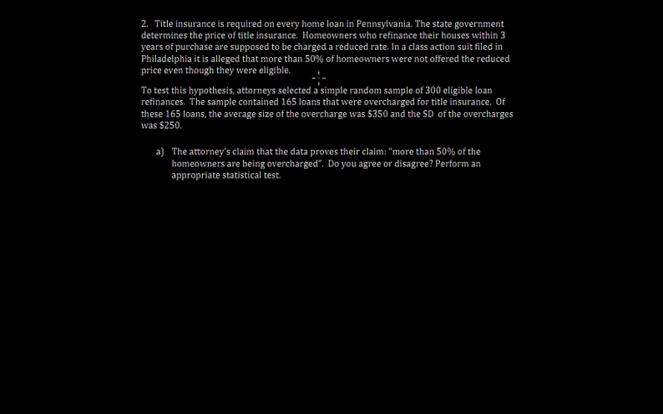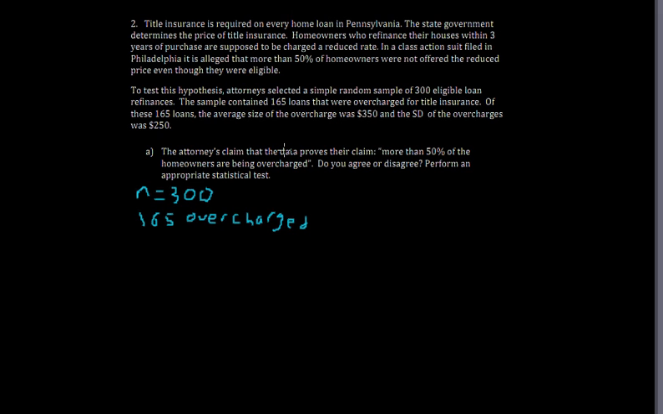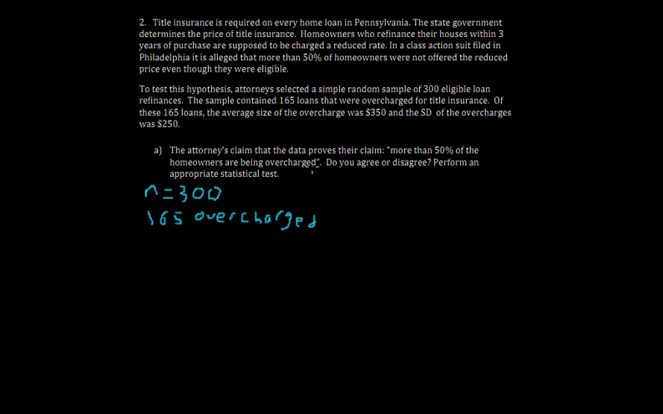So to test this hypothesis, they select a sample of 300 eligible loan refinances, so N equals 300. And we have 165 loans that were overcharged, so 165 overcharged. And that means that 135 were not. And the average size of the overcharge was $350, and the SD was $250. We'll get back to that later.